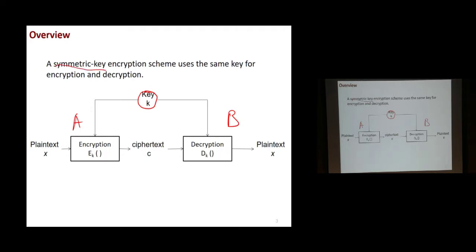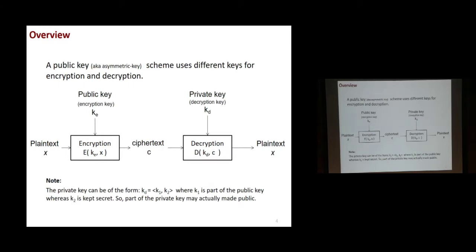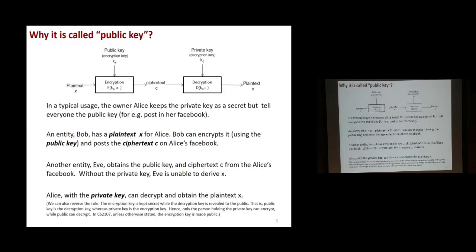Public key cryptography, also known as asymmetric keys, uses different keys for encryptions and decryptions. It's very strange. So you use a key, the so-called public key, for encryptions, and then there is a private key for decryptions. So why is it called public key and private key? Typically it's used in this way.